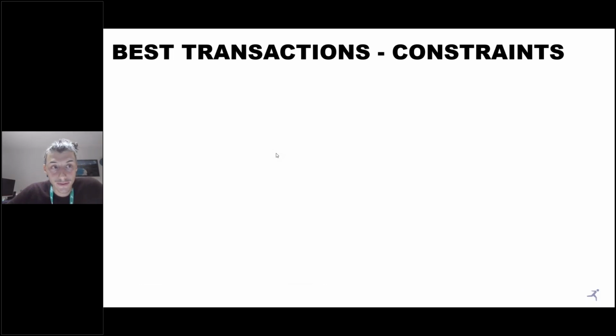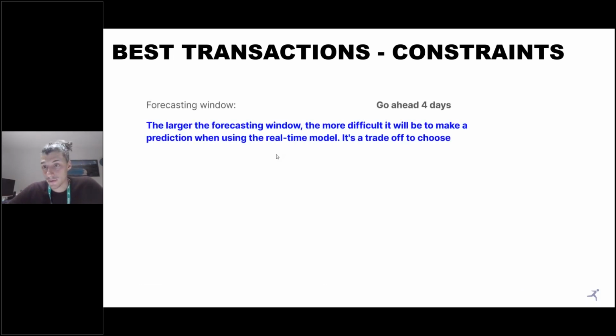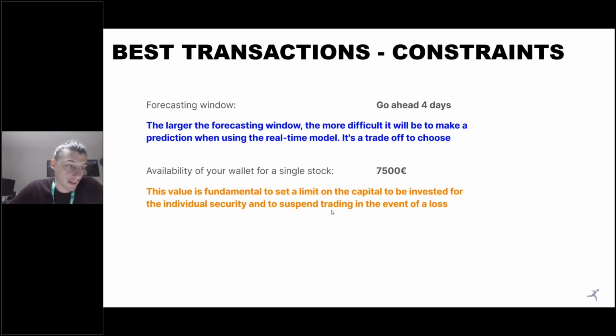Once we have computed the best transaction, we have to take into account some constraints when you evaluate and compute this kind of thing. You have to consider a forecasting window, so how far you want to go in time. Offline you have no such limitation, but when you use this kind of approach in real time, the higher the forecasting window, the lower maybe the precision of your prediction. So that's the trade-off you choose. Another important thing when you go live is that you have to put a limit on your wallet in case of a high amount of loss. You have to limit the amount that you invest for that stock, for security reasons, in order to suspend the trading.